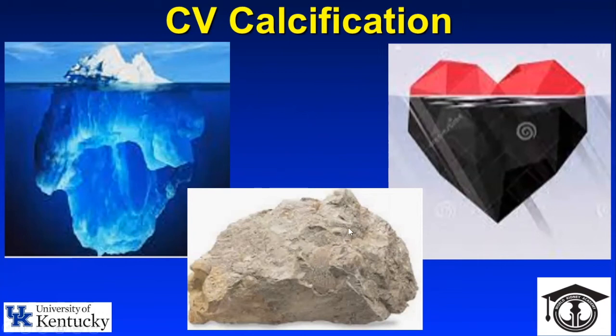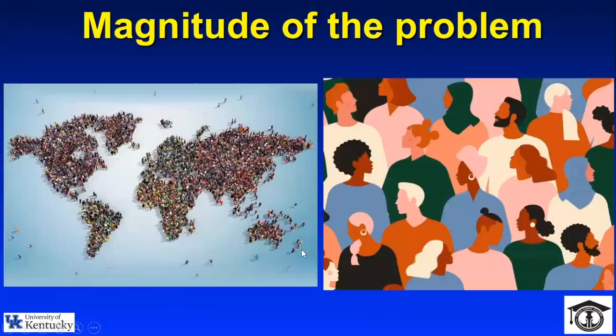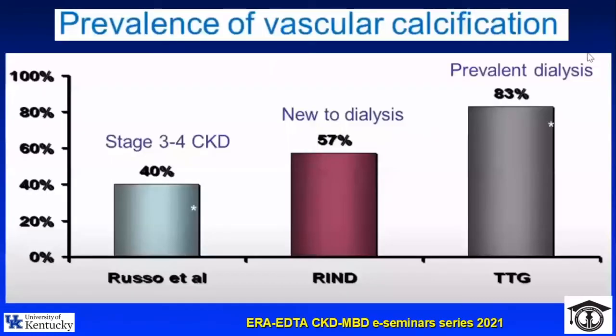Some people think that by giving magic medicine, or even after transplantation, this calcification will go away. No, it doesn't. You can relatively slow down the progression with intervention, but actually there is no magic treatment so far that can reverse the cardiovascular calcification. It's a very, very devastating and serious disease. And the magnitude of this calcification in CKD patients is huge.